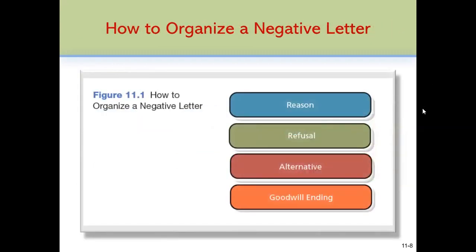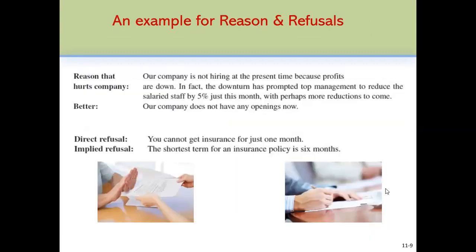How we organize a negative letter, just to keep in mind that this is a letter: give the reason first, then the refusal. Give them choices. Alternative means choices. If they have any, we can provide a choice that can have a better effect on this news. Give that, and then in the end, a goodwill ending. So we want to have good feelings at the end. We don't want them to go away with anger.